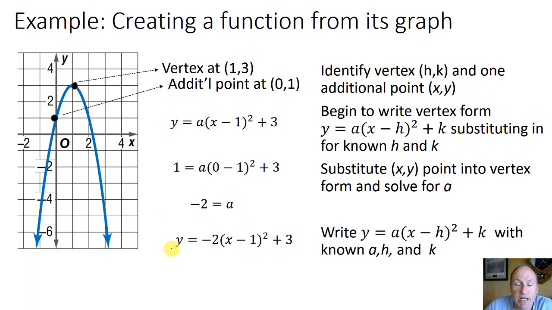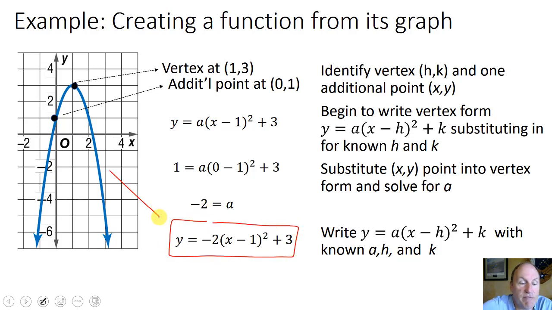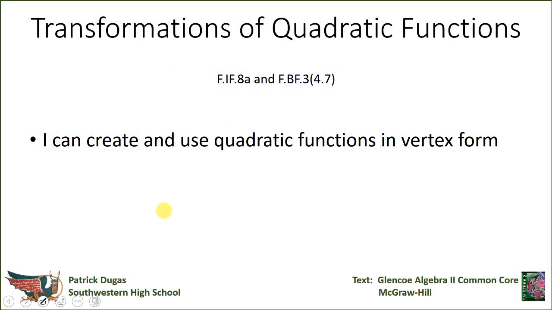Now all we have to do is write it in that form. And so our equation in vertex form of this graph is y equals negative 2 times quantity x minus 1 squared plus 3. If you needed to turn it into standard form, you would just have to distribute out that x minus 1 quantity squared. So we've looked at transformations of quadratic functions, which are very easily determined from the vertex form, and also how to take a graph of a quadratic and turn it into a quadratic function.